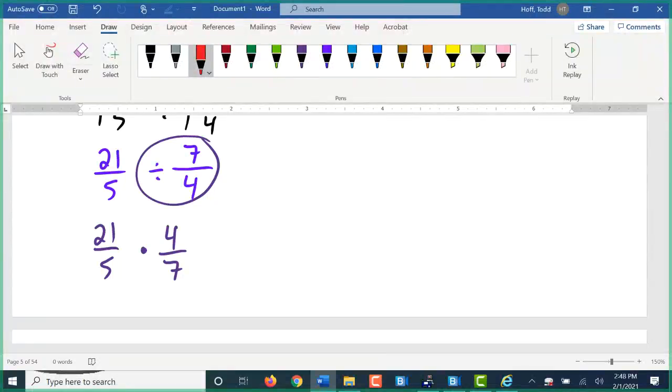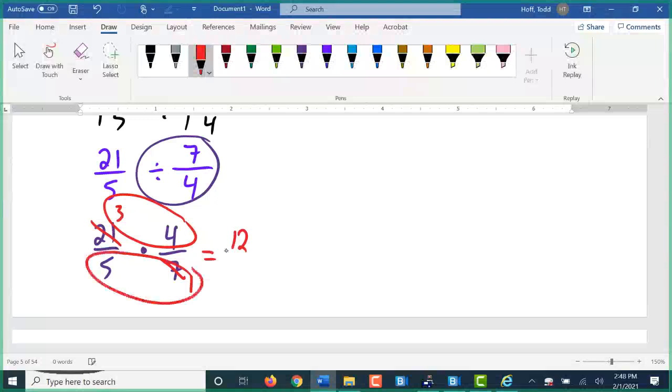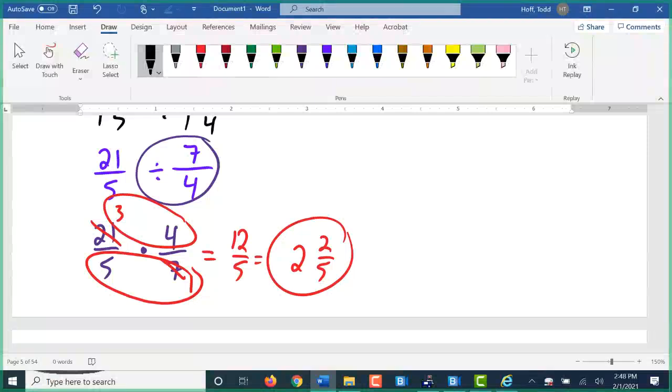Now this is multiplication in every way. We can cross cancel the 7 and 21. Both divide by 7. 21 divided by 7 is 3. 7 divided by 7 is 1. 3 times 4 is 12. 5 times 1 is 5. What do you think?